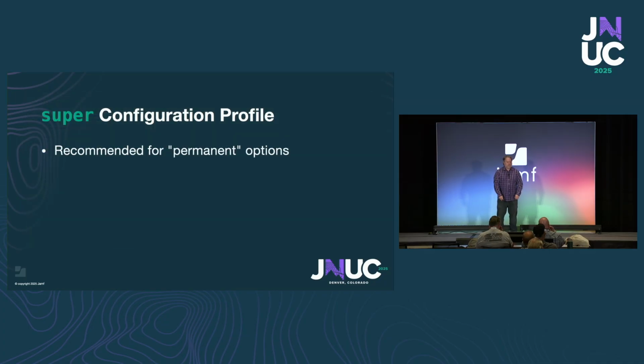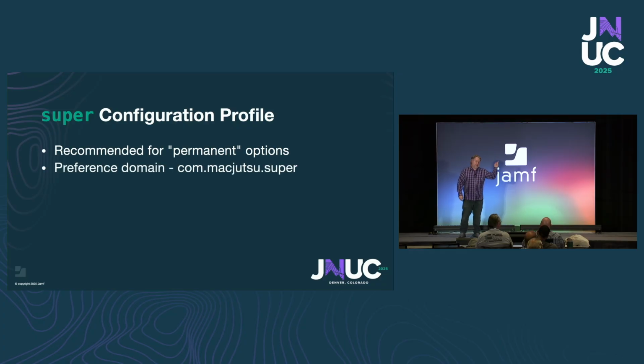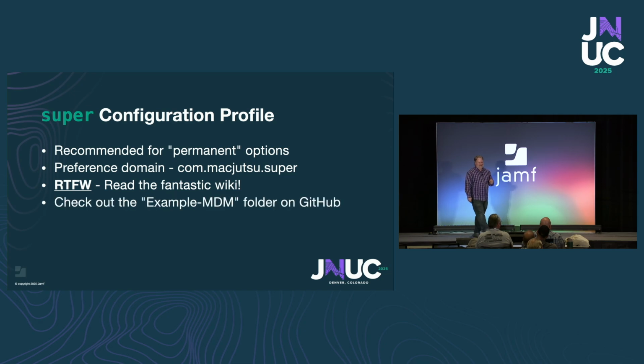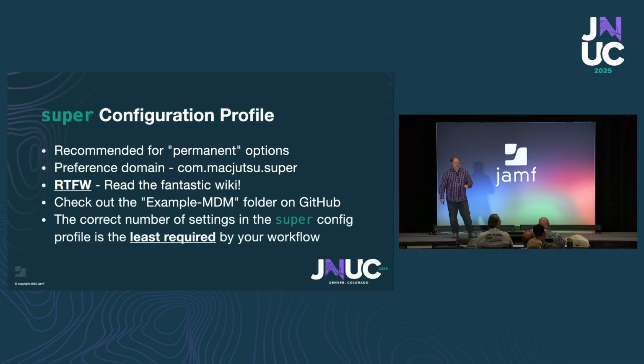But if you want to, Super does have a config profile that it can accept. And I would only do this if you want permanent settings in Super. If you want to do the stuff that Norm's talking about later, where you're having different workflows, do not put those in your config profile. Only put things you want to be permanent in there. The preference domain is com.macjitsu.super. And read the wiki. So check out the example MDMs on GitHub. There's a big example MDM. There's also some other documentation in there. Screenshots, all the kind of stuff is in the wiki.